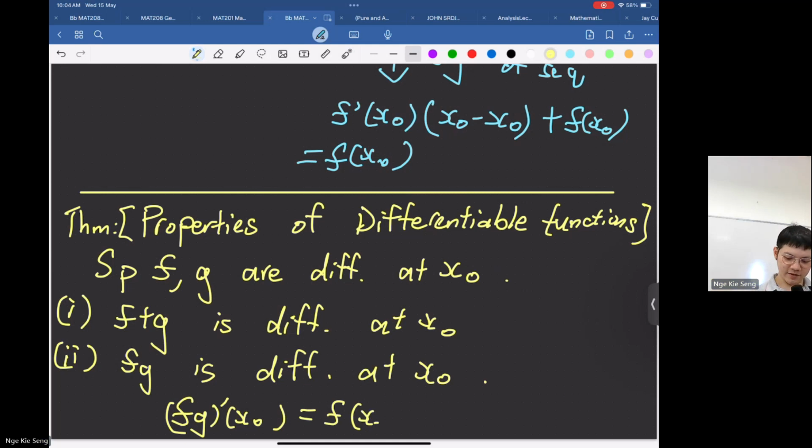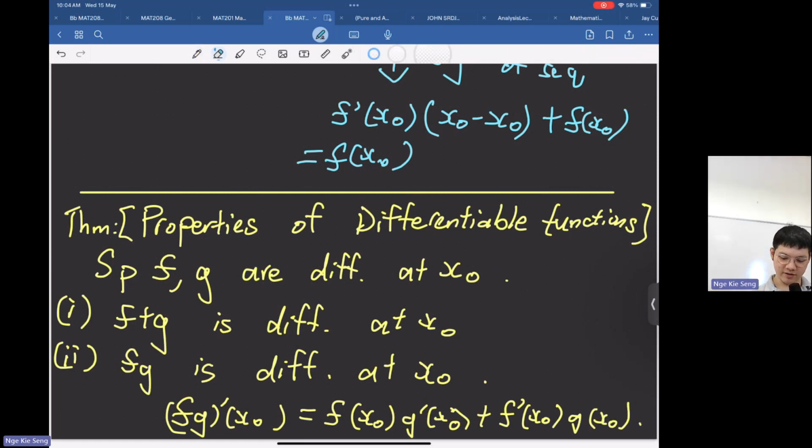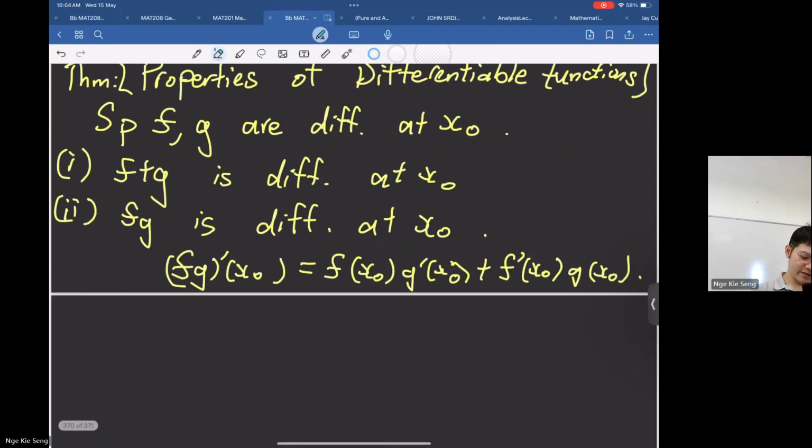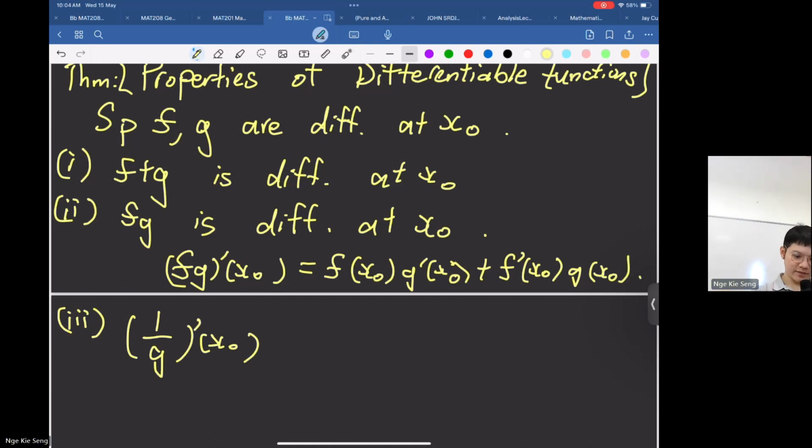f times g prime plus f prime x naught times g. What is this called? Product rule. Hey, product rule. And then, what else? Let's say I differentiate 1 over g prime. Yeah, put outside. So this guy is also differentiable. What's this formula?